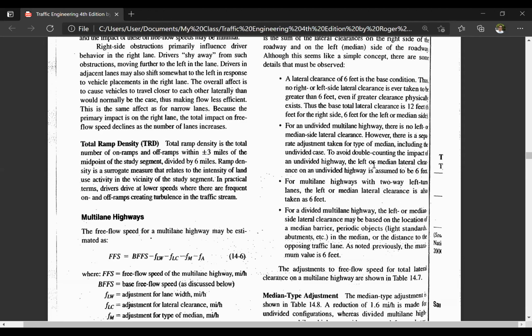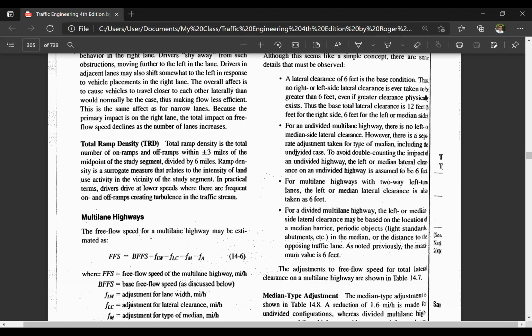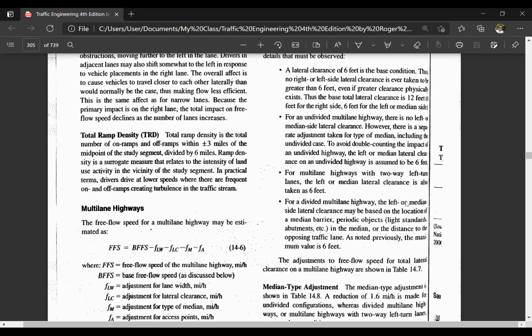For an undivided multi-lane highway, undivided, okay, there is no left or median side lateral clearance. However, there is a separate adjustment taken for type of median, including the undivided case. To avoid double counting the impact of an undivided highway, the left or median lateral clearance on an undivided highway is assumed to be 6 feet. This should be noted, okay.